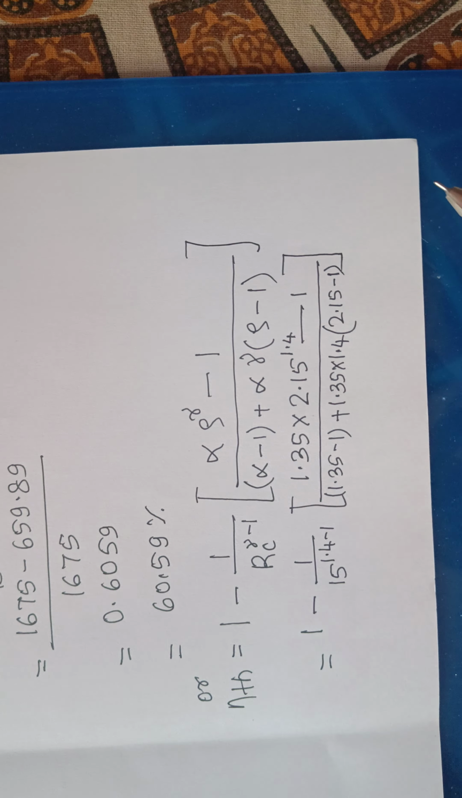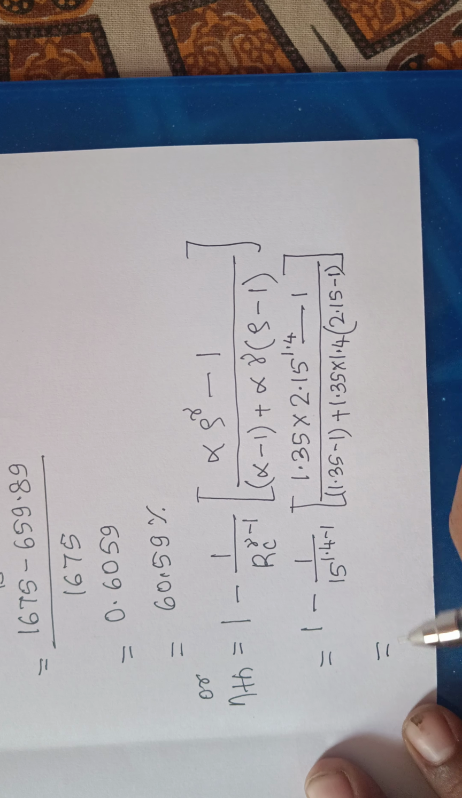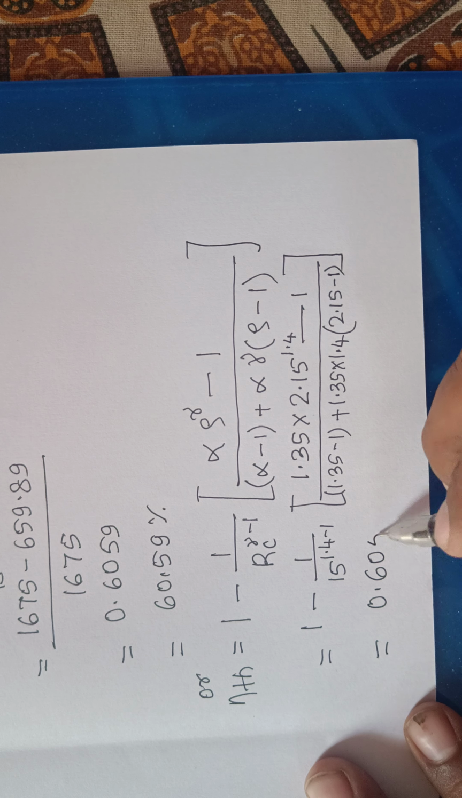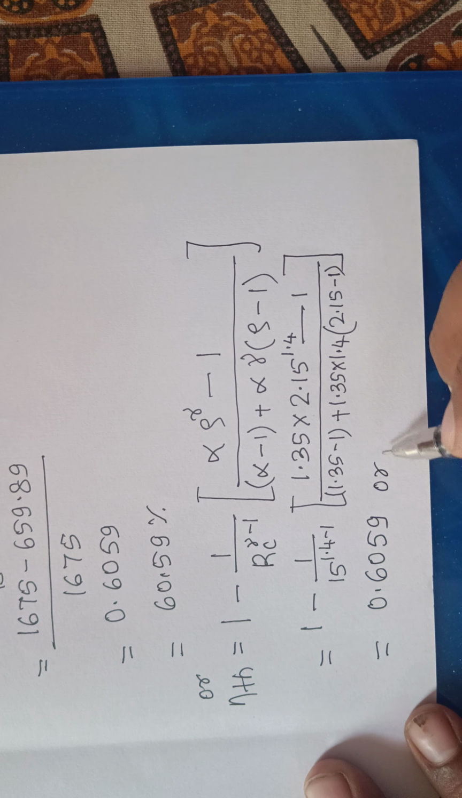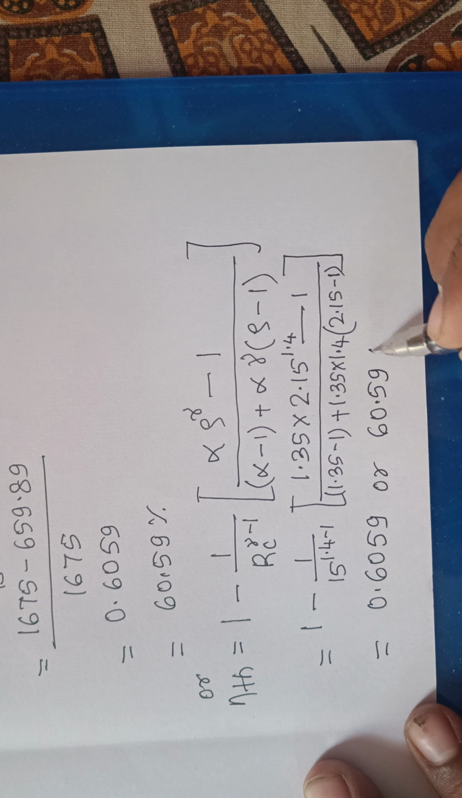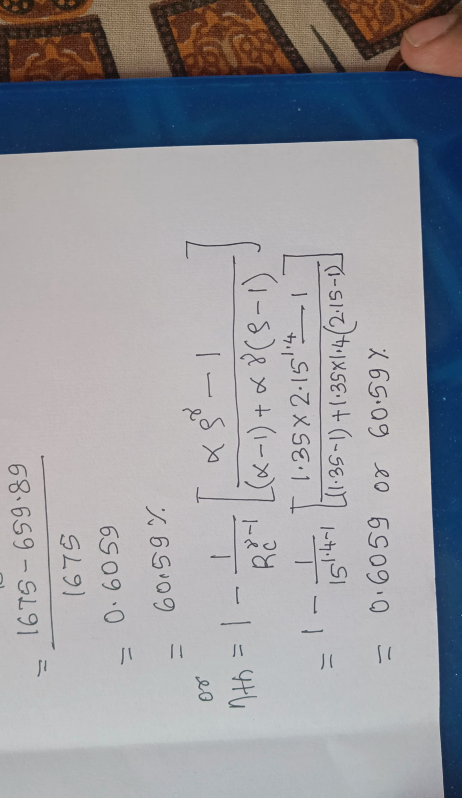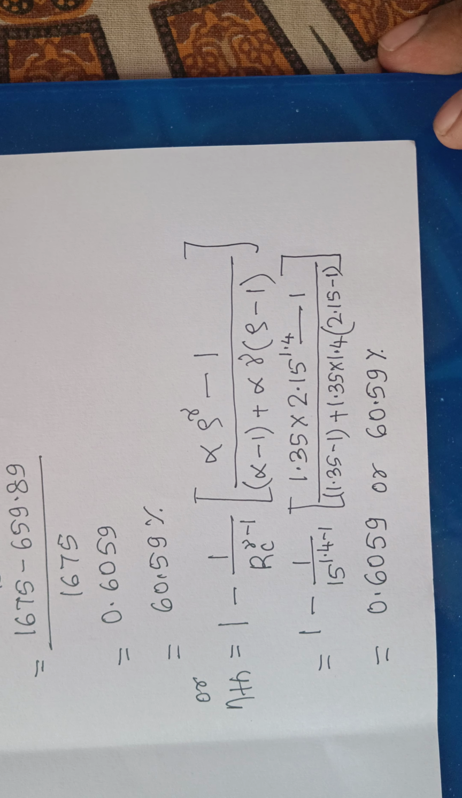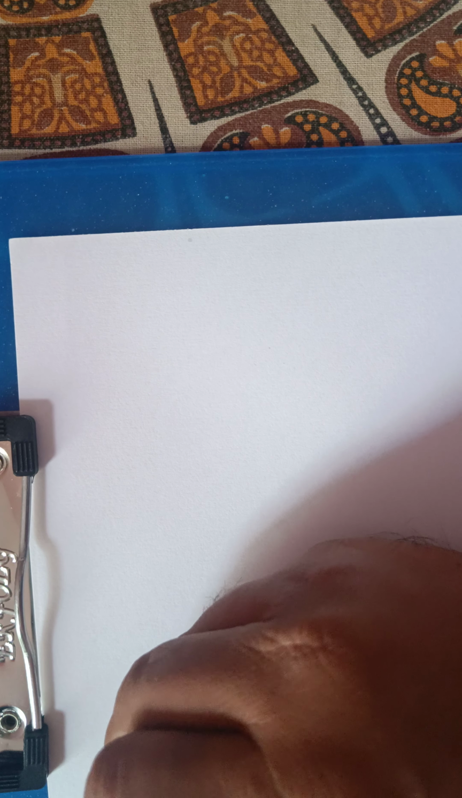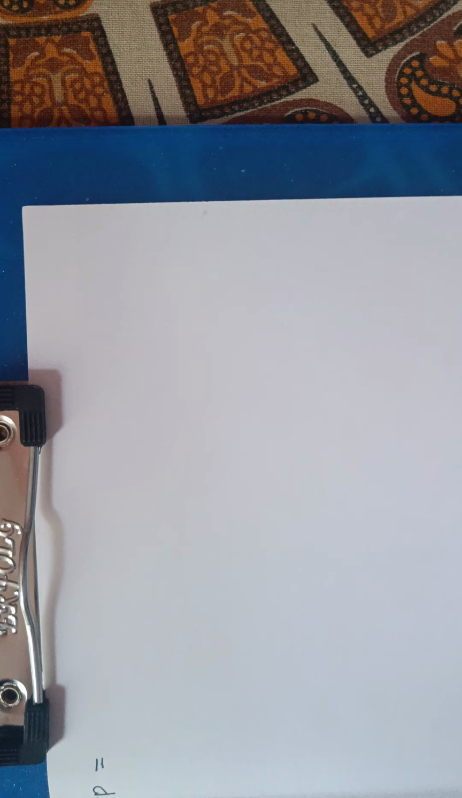So you will get the same answer, that is 0.66059, or if you multiply it by 100 it becomes 60.59%. So you can use any of the two equations to find out the value of efficiency. The last thing which we have to find out is mean effective pressure, that is MEP.